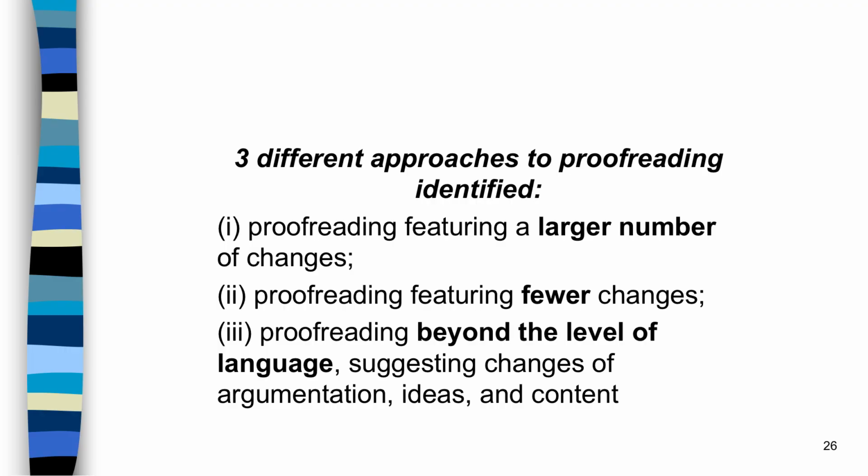The reason I've picked this sentence is simply because you can see that if you were a proofreader and you decided to intervene, you could obviously start fixing the language, but you could also stray into argumentation and content as well, if you thought that was appropriate. So let's have a look at what some of the proofreaders did to this piece of writing. Very crudely, I've split them into 3 groups. There were proofreaders who made a larger number of changes, smaller number of changes, and then there were proofreaders who intervened at the level of content as well.